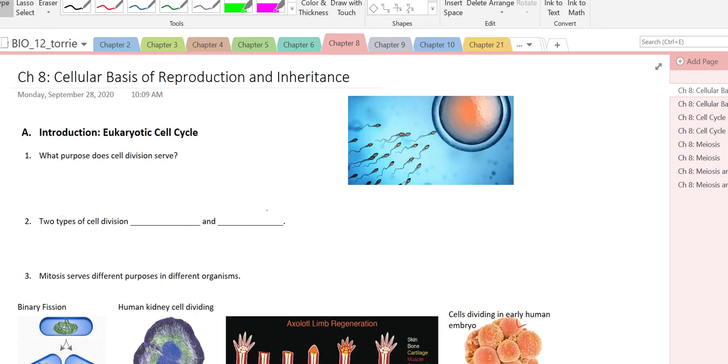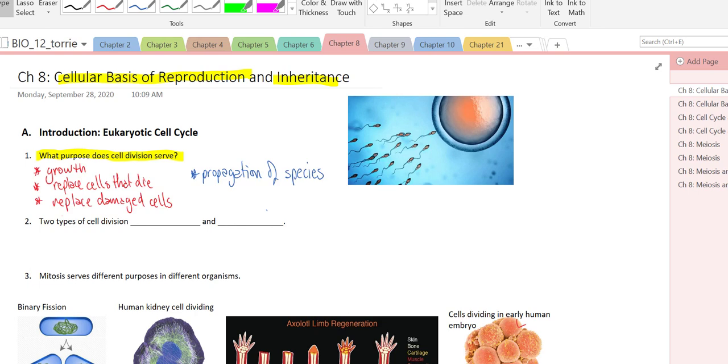So this chapter focuses on cell reproduction, and then we'll segue into how cell reproduction lays the foundation for inheritance. All right, before we get rolling, have a look at the first question here and pause the video and see if you can come up with what purpose cell division serves. Pause, and then you can restart for some of the ideas.